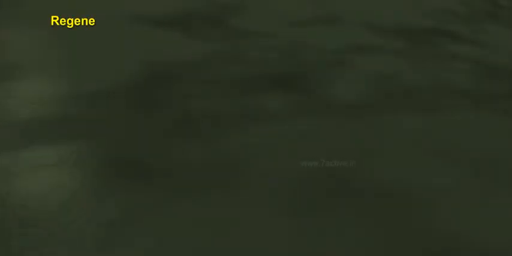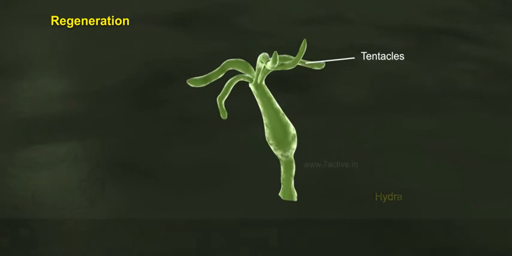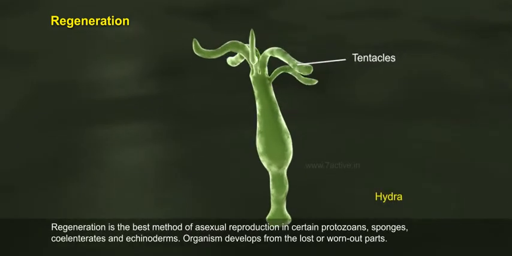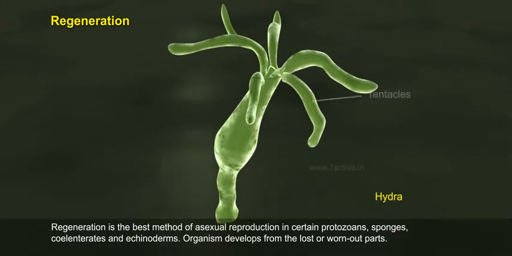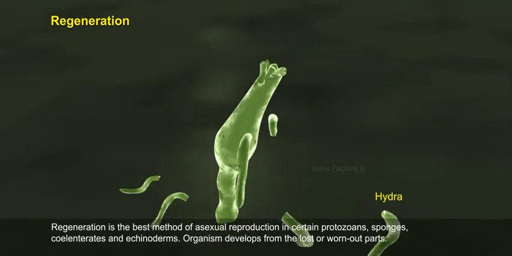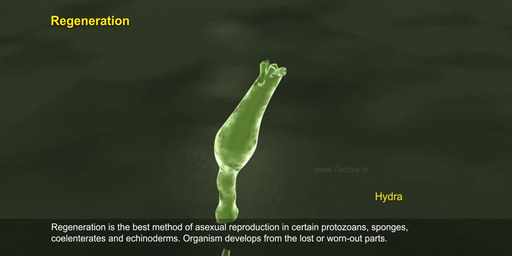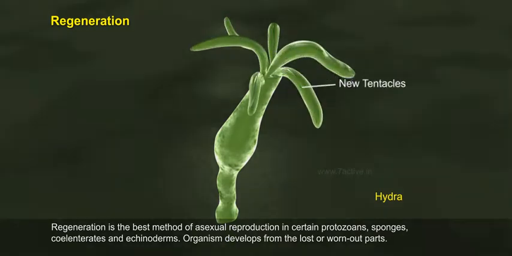4. Regeneration. Regeneration is the best method of asexual reproduction in certain protozoans, sponges, coelenterates, and echinoderms. An organism develops from the lost or worn-out parts.